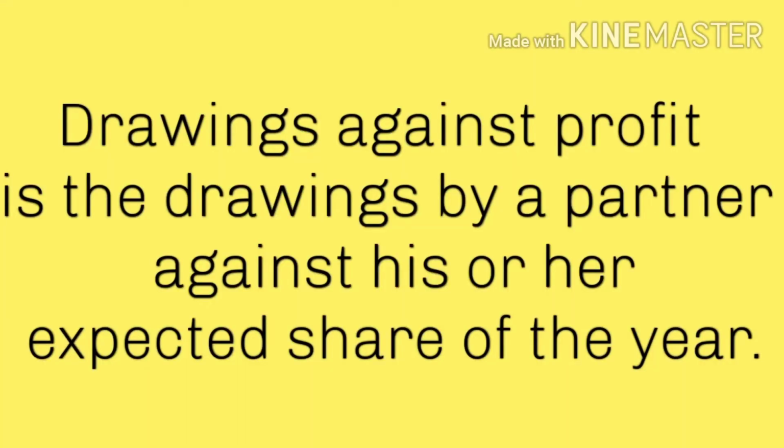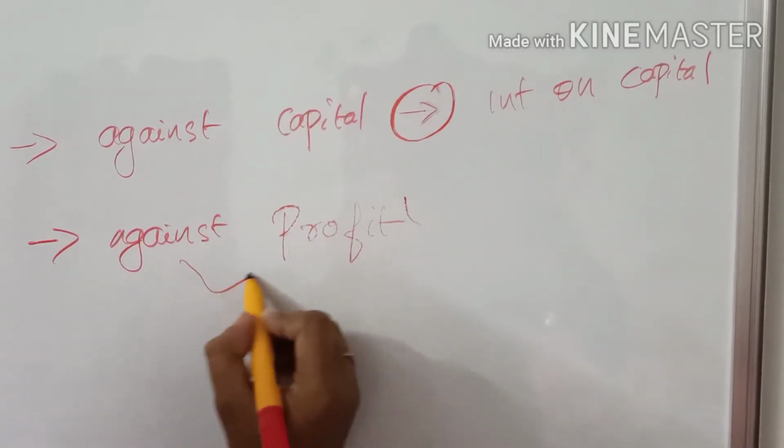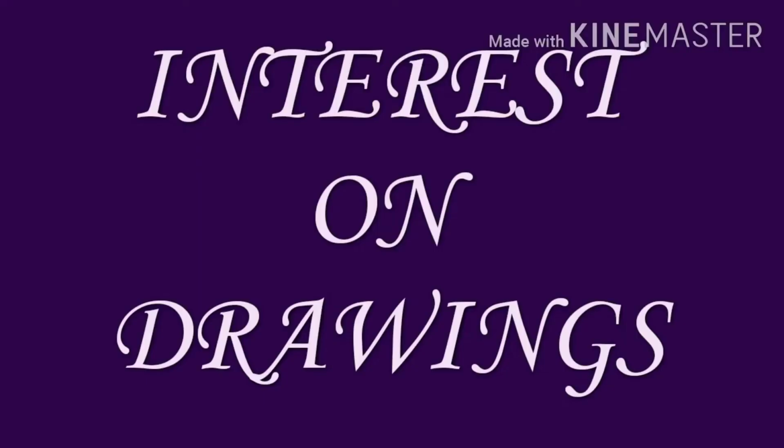Drawings against profit is the amount withdrawn by the partner from the particular partner's expected share of profit. And while calculating interest on drawings, we will be taking only drawings against profit. Interest on drawings is provided only if it is specifically stated in the partnership deed, and it is usually an income to the business, but it is an expense to the partner.